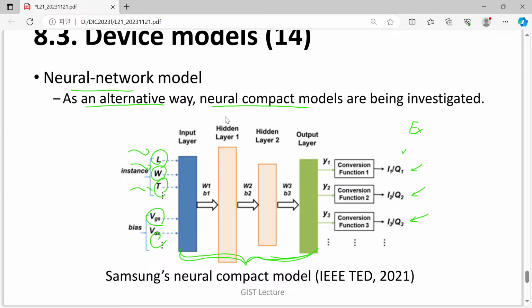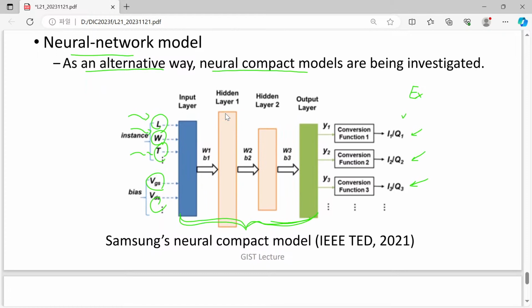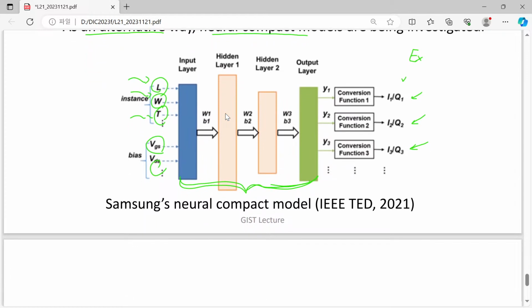So this is regarded as one of the future directions for compact modeling. But I'm not quite sure; it also suffers from certain disadvantages. But anyway, this is currently the future direction for compact models, guys.